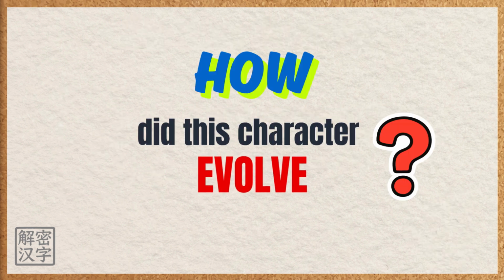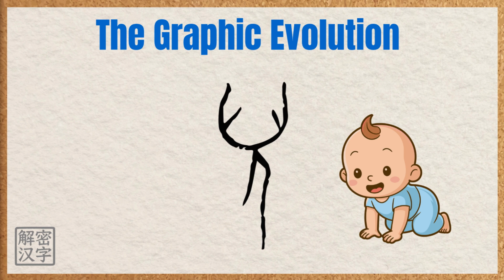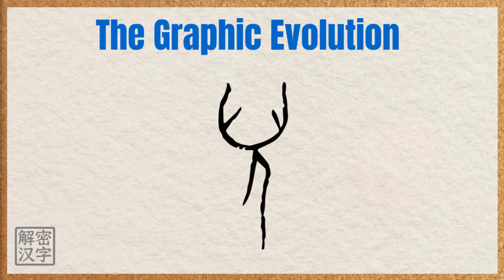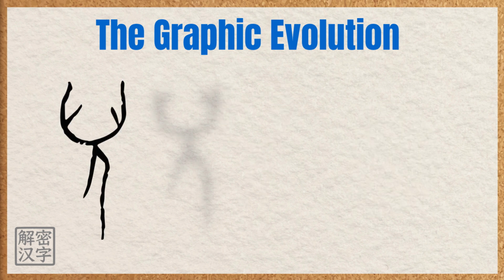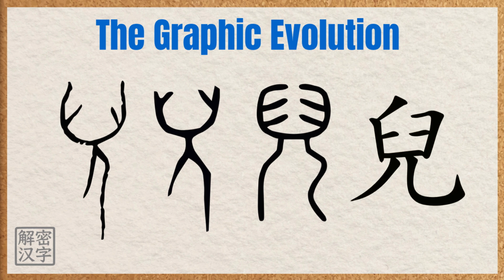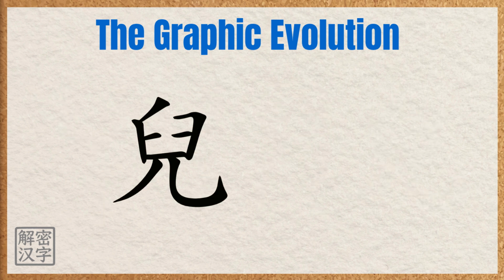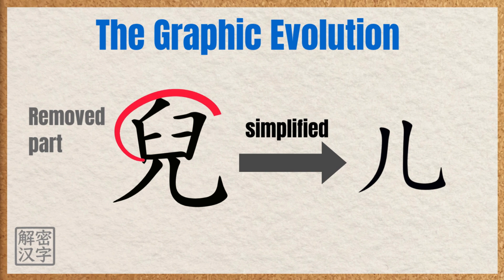How did this character evolve over time? In its earliest oracle bone form, 儿 was drawn as a human figure with a large head and a small body. The head was not fully closed, which may have been used to highlight the soft spot on the top of a baby's head, known as the fontanelle. As the character evolved, it gradually took on a more fixed form. This is the traditional form of 兒. Later, when simplified Chinese was introduced, the upper part of the character was removed, giving us the modern simplified form that we use today.